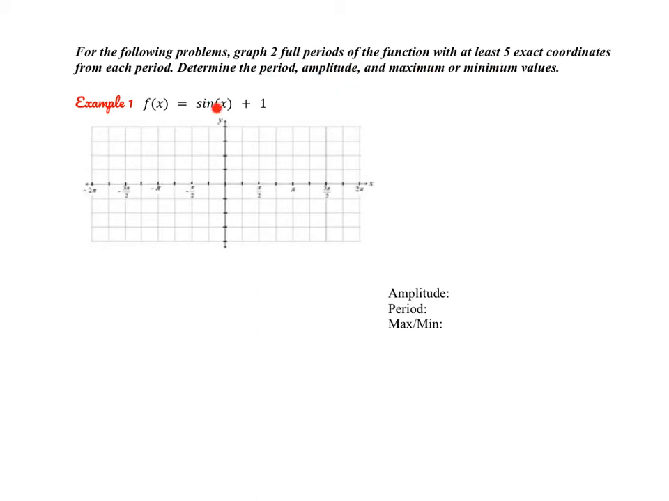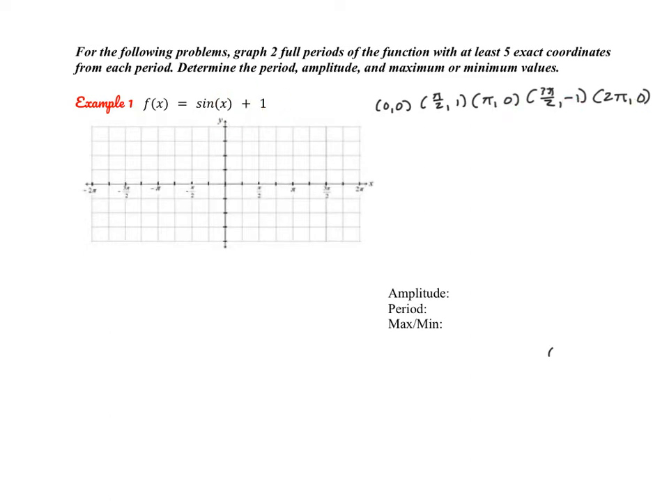Okay, so here I see that we have our sine function, so we can start with those 5 key points from sine. So 0, 0, pi over 2, 1, pi 0, 3 pi over 2, -1, and 2 pi 0. So remember, sine starts at 0, and then if you break it up into those 4 quadrants, it goes up, back to 0, down, back to 0.